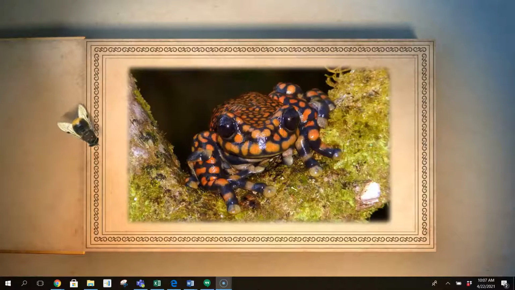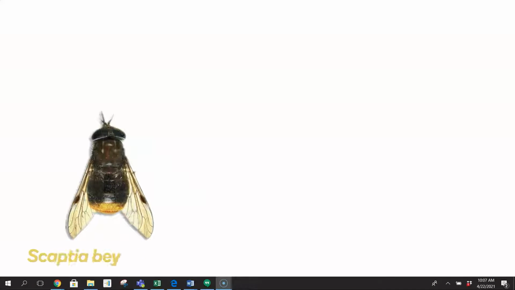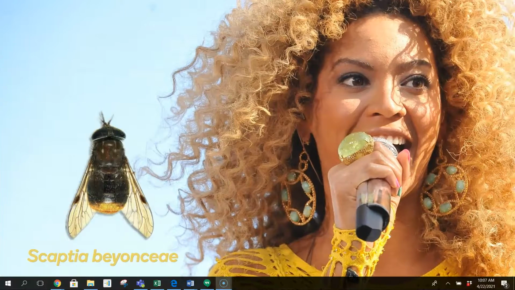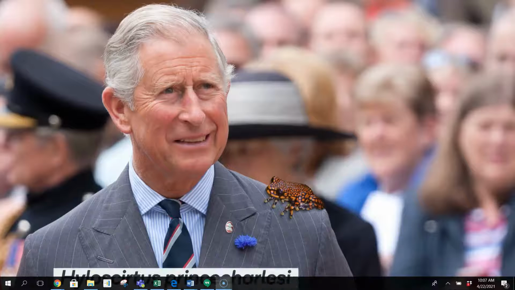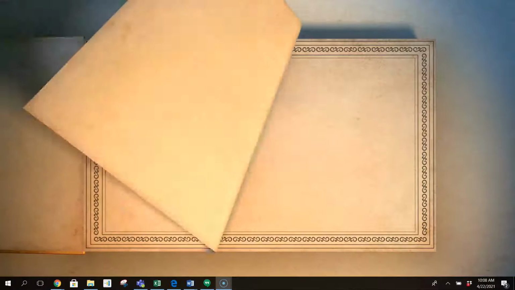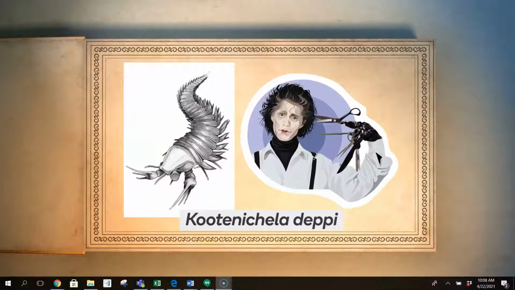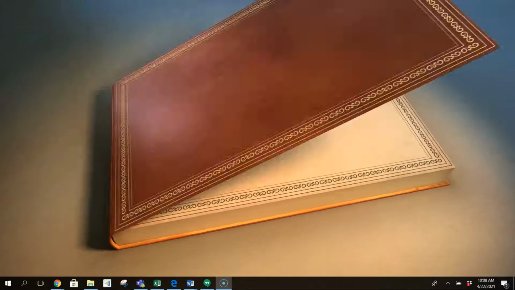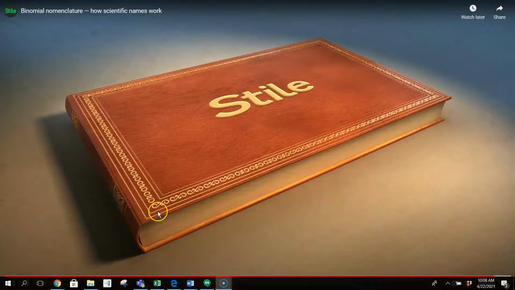When a new species is discovered, the scientific name can be descriptive of the animal, which is the case for this frog and this fly. The fly was named Scaptia beyonceae, after Beyonce, because of the golden hairs on its abdomen. The frog was named Hyloscirtus princecharlesi, after Prince Charles, because of the charity work he funded to protect the rainforest where they are found. Lots of scientific names have been inspired by celebrities or famous characters. What's important in this tale is that with their unique scientific names, these animals can be referred to scientifically ever after.